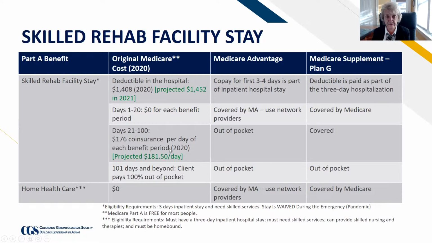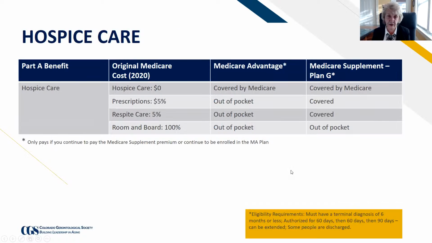On the home health side, if you again have met the 3-day hospitalization, there's no cost to you. The Medicare Advantage pays the fees, and if you use the network providers, if you're in a Plan G, it's covered by Medicare. Hospice care, oftentimes people will disenroll from their Medicare Advantage and their Medicare supplement and go all the way back to original Medicare. If they do that, the hospice care is paid 100%.